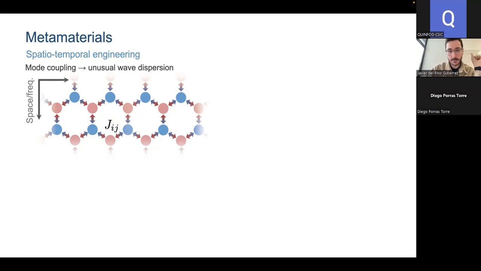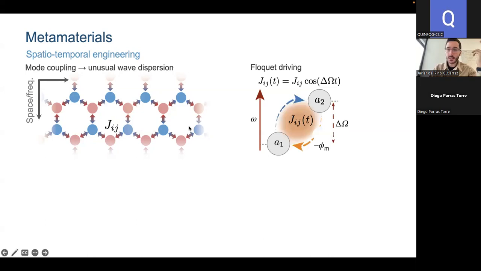We do not necessarily have to do this in space. We can also do it in time, meaning that we can consider modes at the same spatial position, but at different frequencies, and use time-dependent couplings in order to engineer interactions between these modes. This is usually called Floquet driving or parametric drive. It depends on who you talk to.